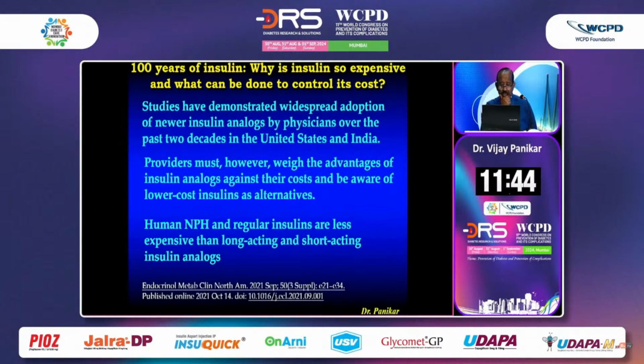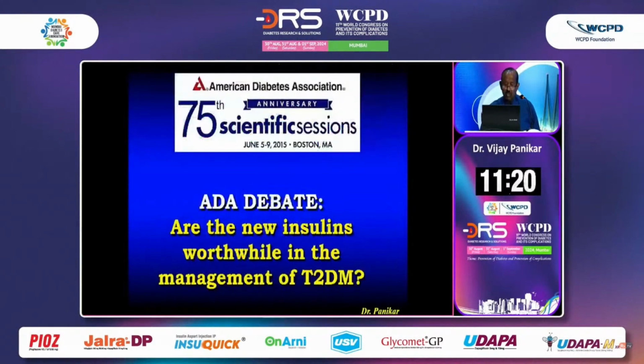So nowadays what we find is that there is a widespread adoption of newer insulin analogs by physicians in the past 2 decades, in the United States and India. But healthcare providers should also weigh the advantages of insulin analogs against their cost and be aware of low-cost insulin alternatives also. Human NPH and regular insulin are less expensive than long-acting and short-acting insulin analogs.